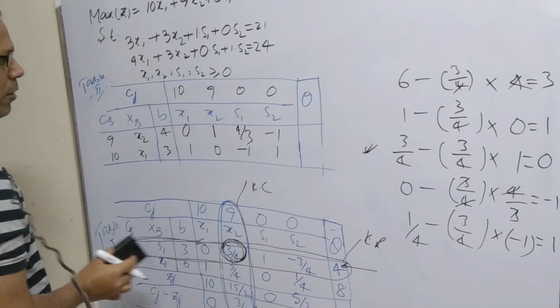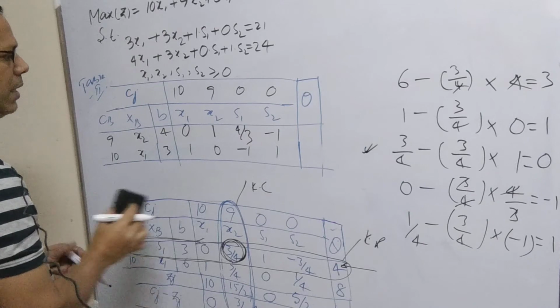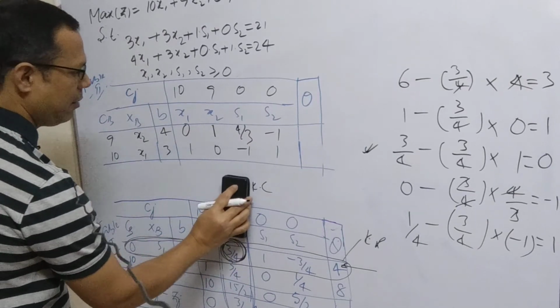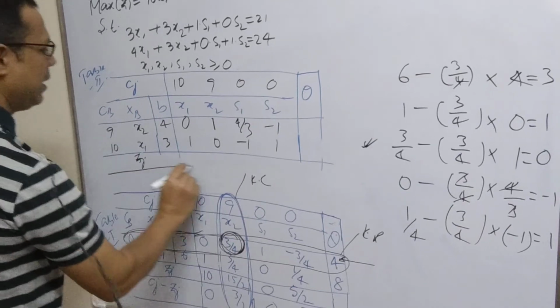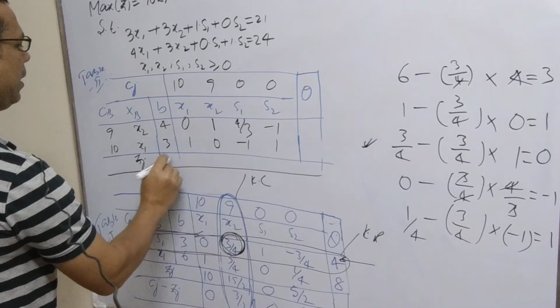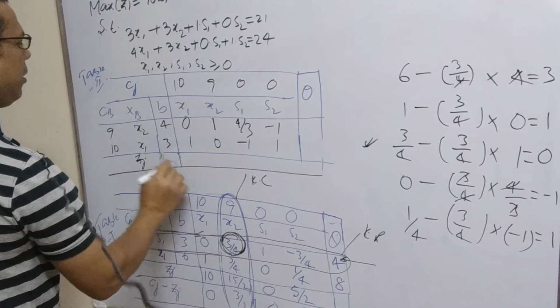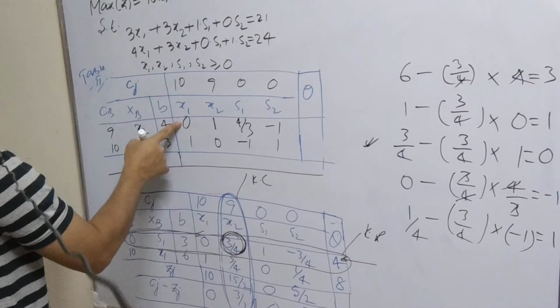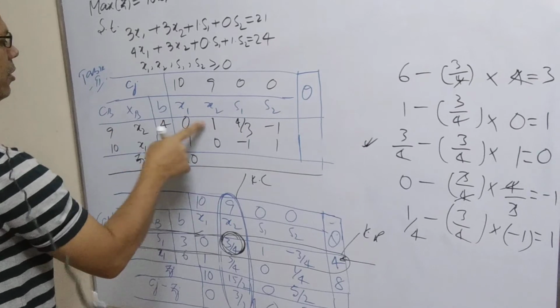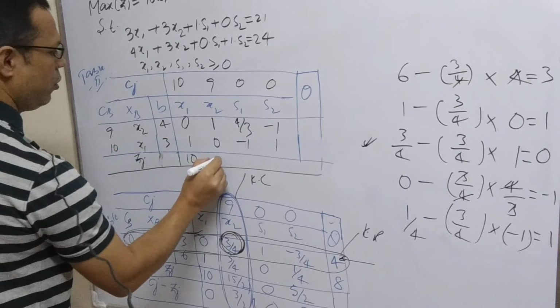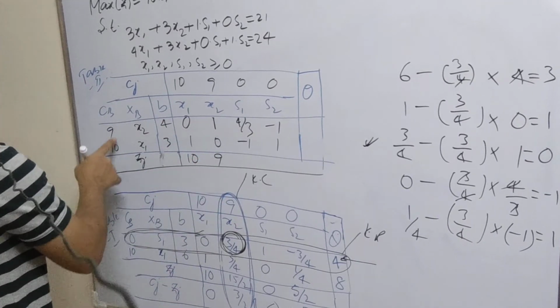Now whatever values we have got, we need to forget what was in the previous table. Here we need to find Zj. How to find the Zj? Zj is very simple. To find the Zj, we just multiply this value with this value. 9 into 0, 0, 10 into 1, 10. So 0 plus 10, 10. 9 into 1, 9, 10 into 0, 0. So this value will be 9.